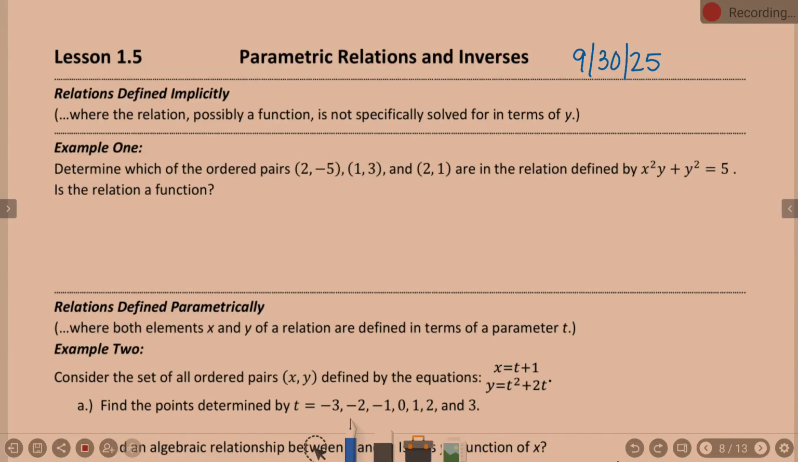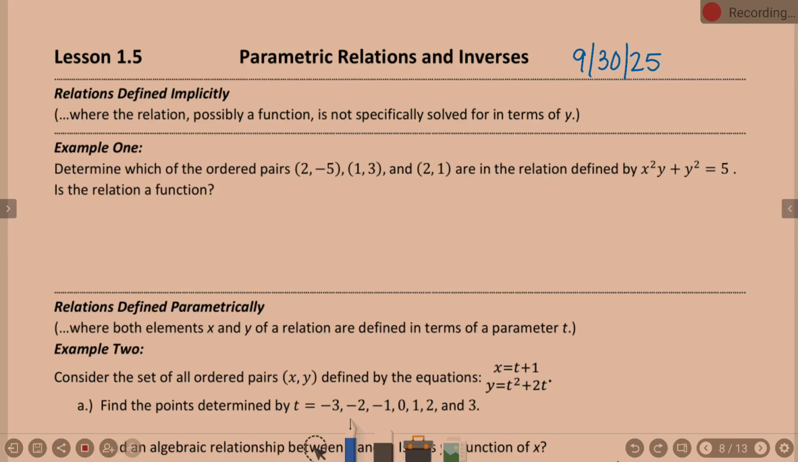Guys, lesson 1.5 takes us into parametric relations and inverses. Now, parametric relations, not something you've really seen before, and to be honest, not something you work with a lot in pre-calc. Inverses, you have seen inverses before. You saw them in Algebra 2. You probably saw them in Algebra 1, and you do work with inverses a lot. Okay, that's something that keeps coming up.